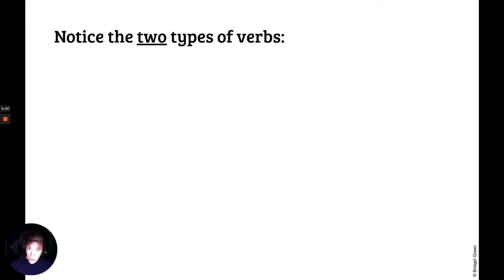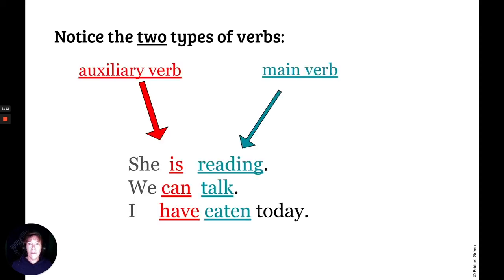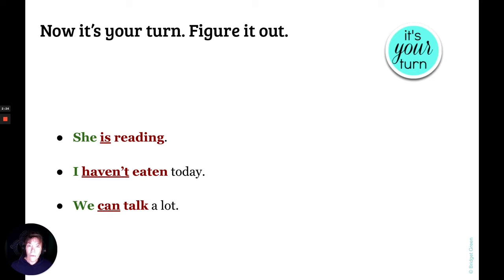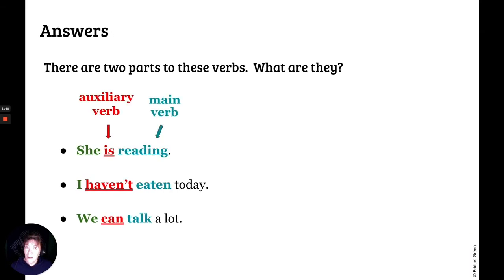Right. Within those verbs, there are two types of verbs. Main verbs and auxiliary verbs. The main verbs tell you the action. The auxiliary verb tells you the tense or mood. We'll talk about that later. Now, for each of these sentences, which is the main verb and which is the auxiliary? Here's the answer. Auxiliary verb is haven't and can. Main verb, reading, eaten, and talk. Good job. A little basic review for you there.